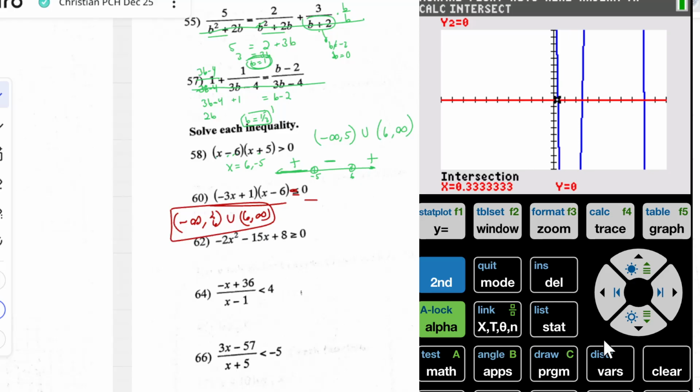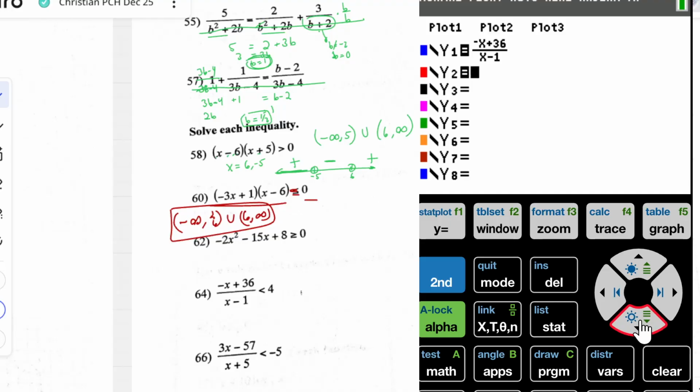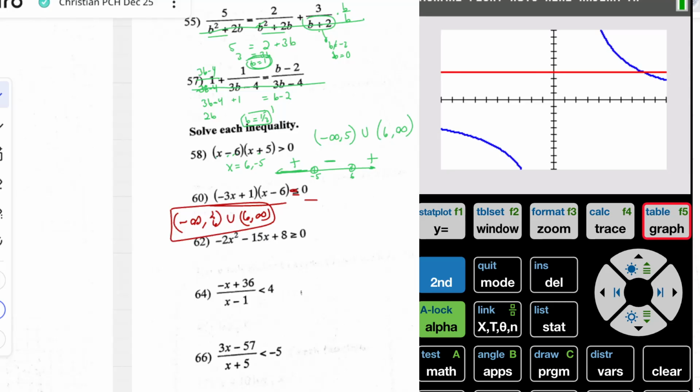Let me pause and I'll enter in number 64. See how that one goes. All right, so here I go. I want to use the fraction button for this one. Oops, didn't work. That one. Let's see, negative x plus 36. Scroll down. X minus 1. All right, now in the second equation, it's not 0 anymore. It is 4. Let's graph those up.